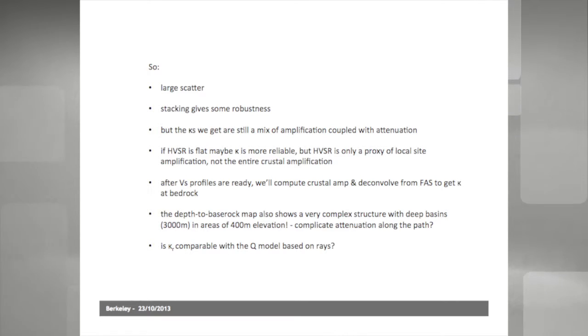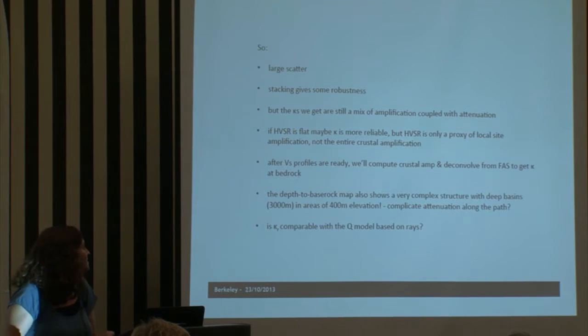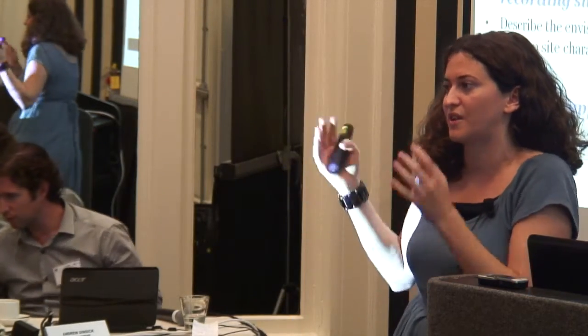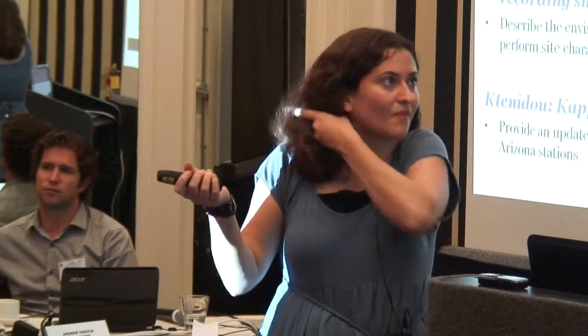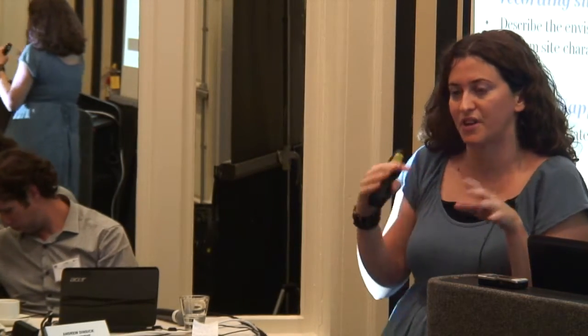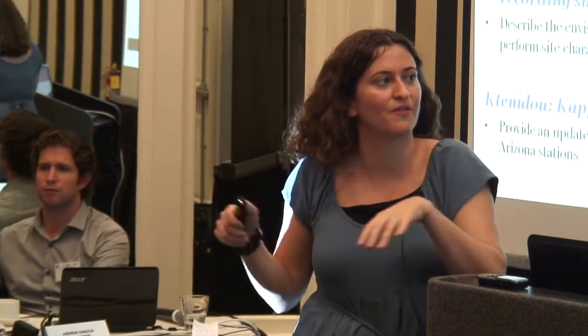So a few preliminary conclusions from the traditional kappa approach. Obviously there's big scatter, and I can't remember one single kappa work where I did not say that there is big scatter in the results. So there you have it, big scatter. The stacking between different components and events makes it a bit more robust. But still the kappas you get are a mixture of attenuation and amplification. So you can trust the kappas a bit more if the H over V is flat, but that's just really a proxy. So after we get the VS profiles and get rid of the amplification, maybe we'll be able to get truer kappas, like rock values of kappa.